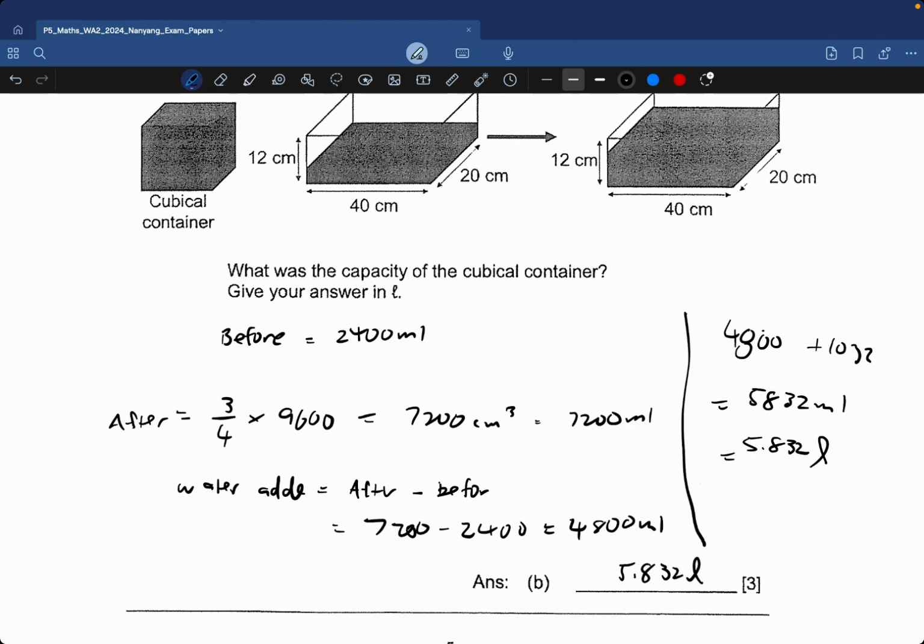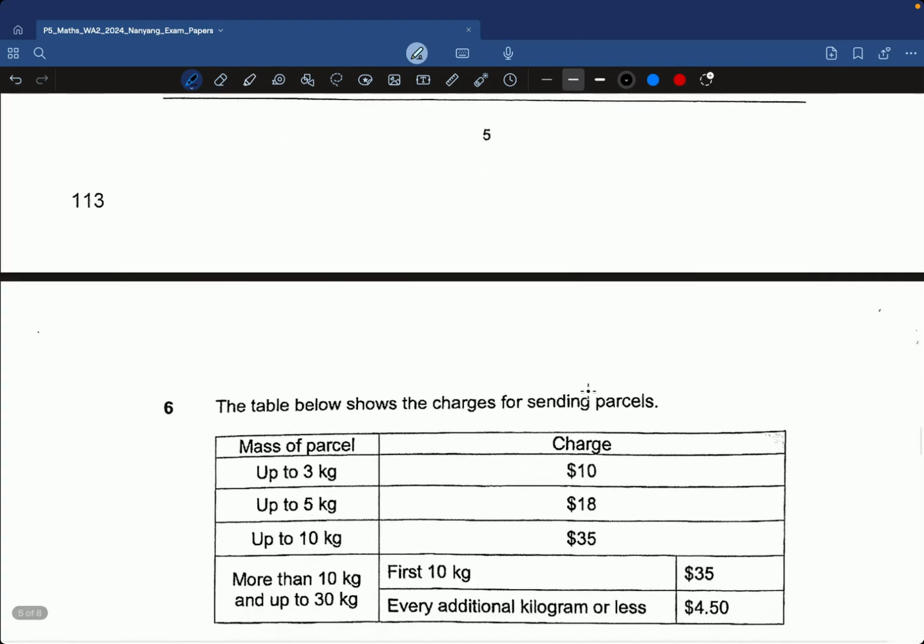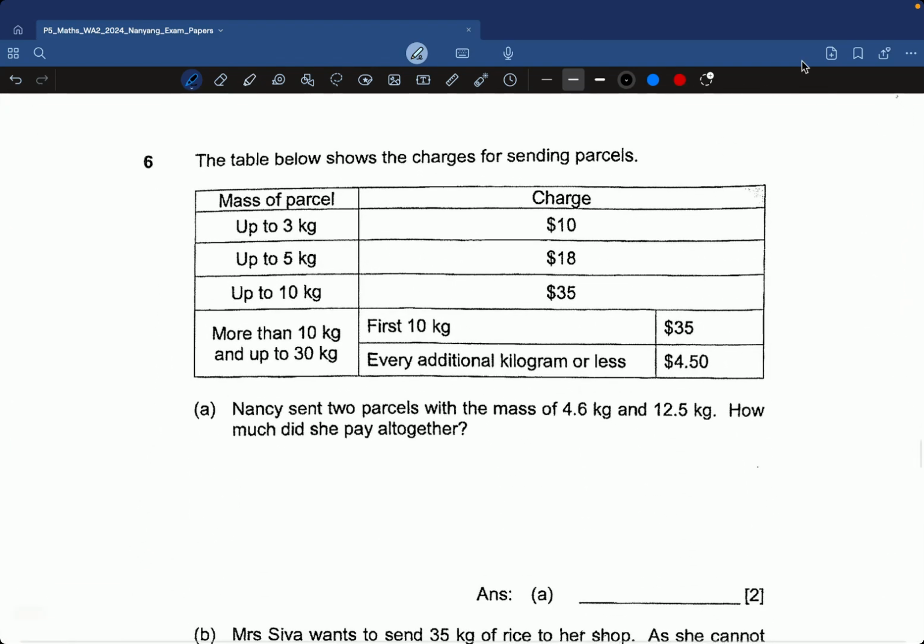All right. Let's move on to the last question, question 6. The table below shows the charges for sending parcels. So up to 3 kg, $10, up to 5, up to 10, more than 10 and up to 30. First 10 is this, every additional. So Nancy sent 2 parcels with mass 4.6 kg and 12.5 kg. How much did she pay all together?